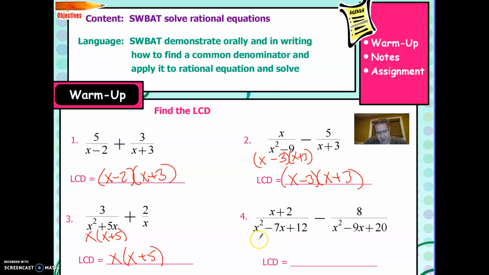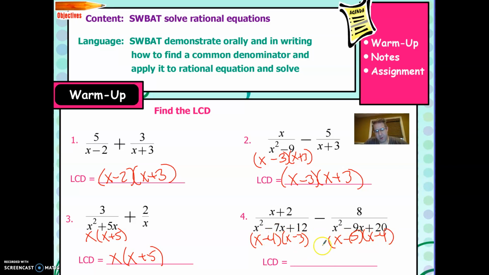Okay, so this factored down would be x minus 4 times x minus 3. And this one, two numbers that give you a product of 20 and add up to negative 9 would be x minus... Nope, that's not going to work. So, let's see, 5 and 4, sorry. x minus 5 times x minus 4.